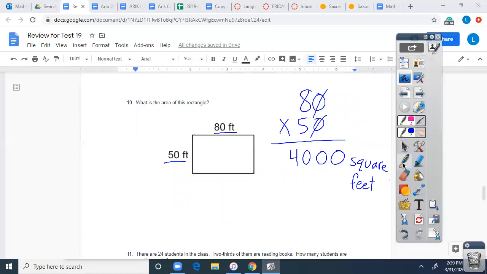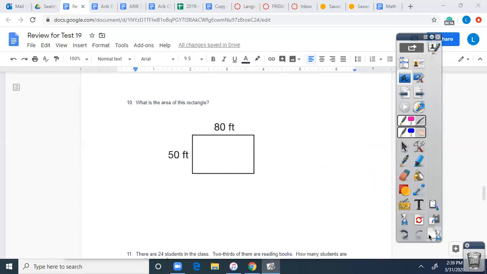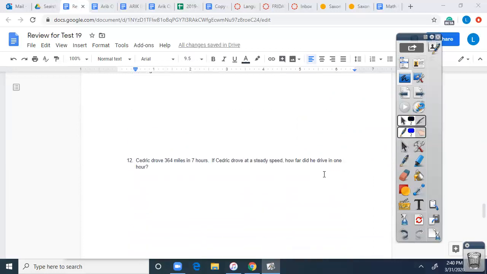Okay, 4,000 square feet. People write it like that, or they write it like feet squared. Okay, both of those are correct. So that is number 10. We only have a couple more, number 11, number 12, and number 13, and then I will let you go. Okay, number 11 says there are 24 students in the class.